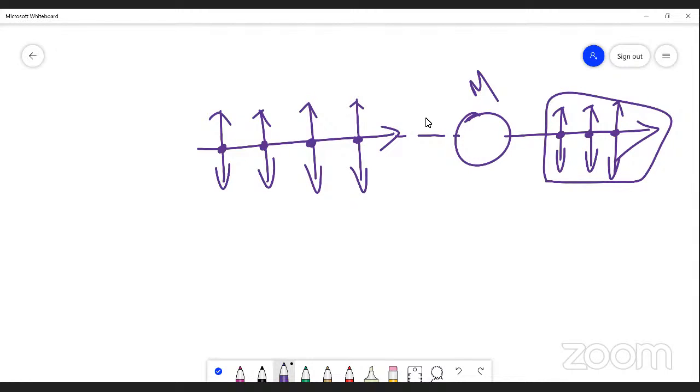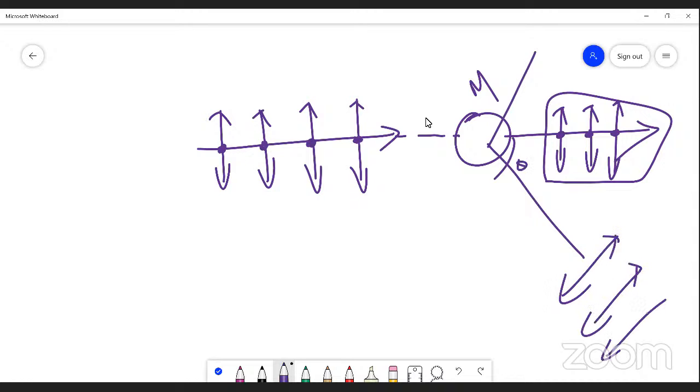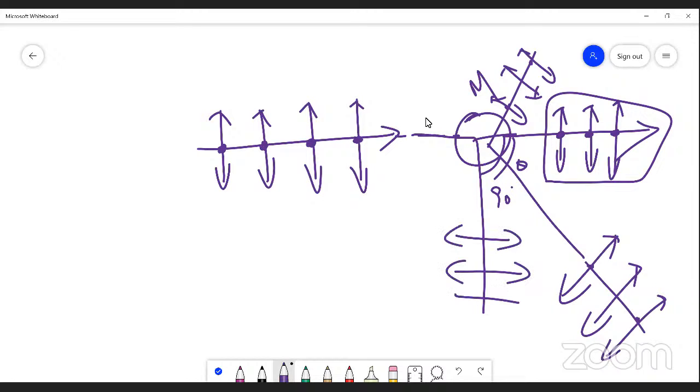When the light is incident at a particular angle, it is partially polarized. Partially polarized means half of the ray is polarized. And when it reaches exactly 90 degrees, this is a very, very important condition, the unpolarized light is converted to plane polarized light.